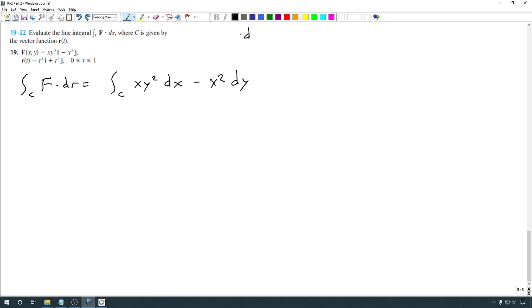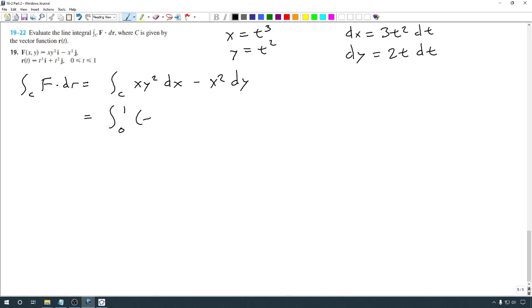actually, maybe I should write that out. x is t cubed, y is t squared. That means dx is going to be 3t squared dt, and dy is going to be 2t dt. I get to replace all my x's and y's with t's. t is going from 0 to 1, by the way. x is t cubed, y is t squared. We square that. dx gives me an extra 3t squared.